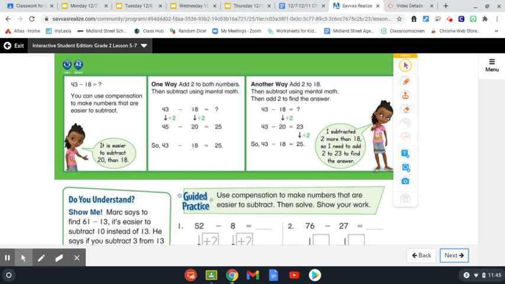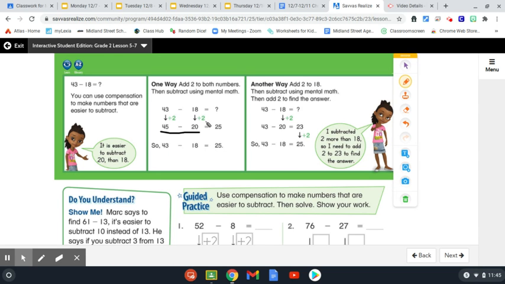So if you're going to round up and make 18 into a group of 20, 18 plus 2 is 20. They also added 2 on the left-hand side. So 43 plus 2 is 45. Then what you're going to do is subtract 45, take away 20, equals 25. It's the same as 43 take away 18 equals 25.